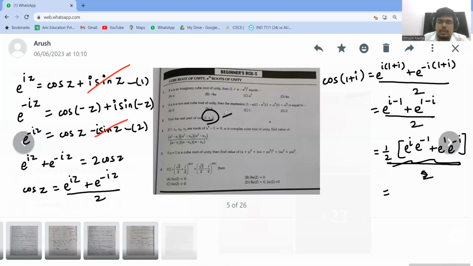There is some mistake in the question. This should be 1 minus i. With 1 plus i it is not solvable. The answer is e square plus 1 by 2e cos 1. So there is a mistake. It is supposed to be cos of 1 minus i. One minute, let me just check.